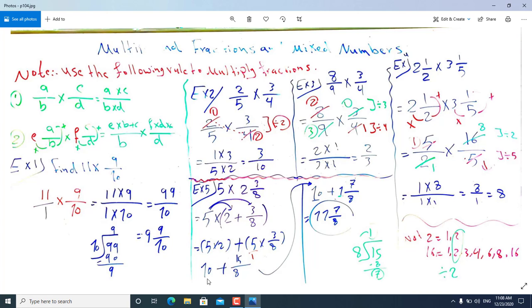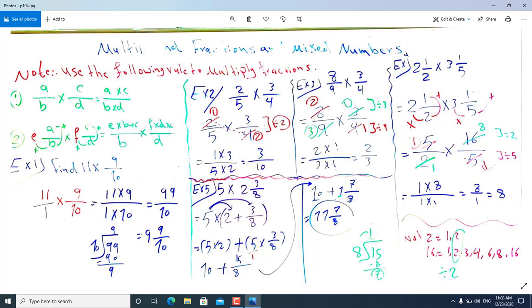5 times 2 is 10, and for the second we put 1 under this 5. So 5 times 3 is 15, and 1 times 8 is 8. Now we can simplify this 15 over 8 by dividing 15 by 8, which is 1 with 7 as the remainder.